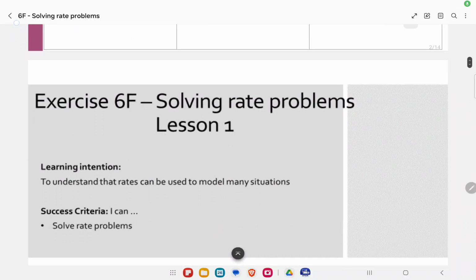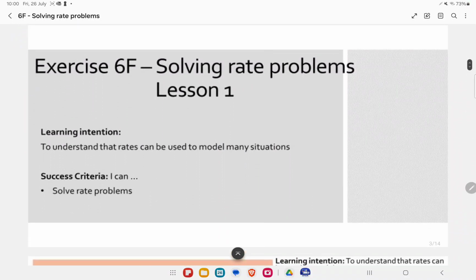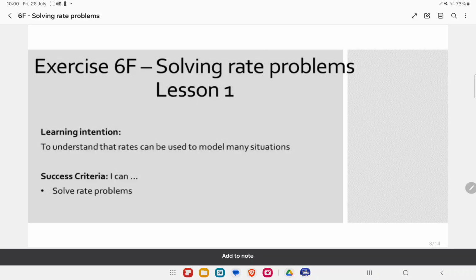Folks, welcome to exercise 6F. We're going to start our theory lesson with solving rate problems. So we did some of the stuff already with rates. Now we're just going to be doing a lot more word problems with them. So the learning intention for today is to understand that rates can be used to model many situations, and the success criteria is I can solve rate problems.